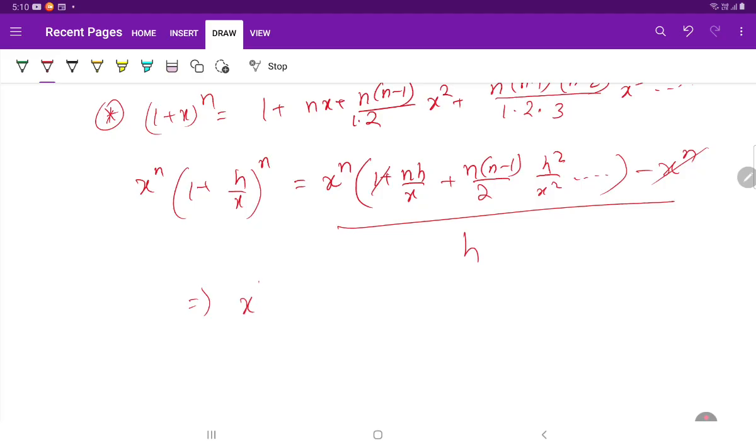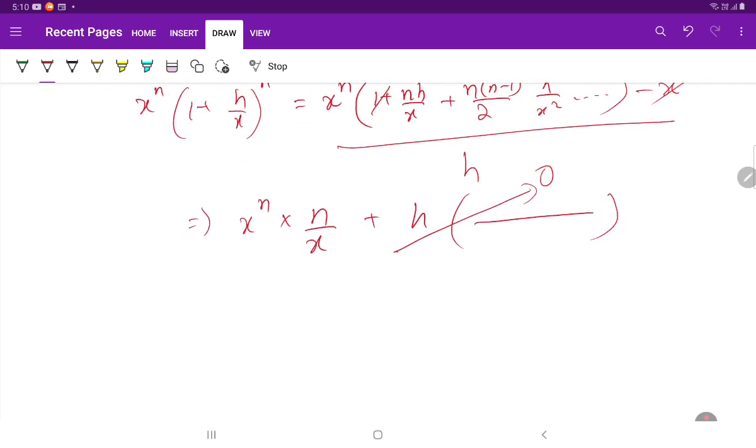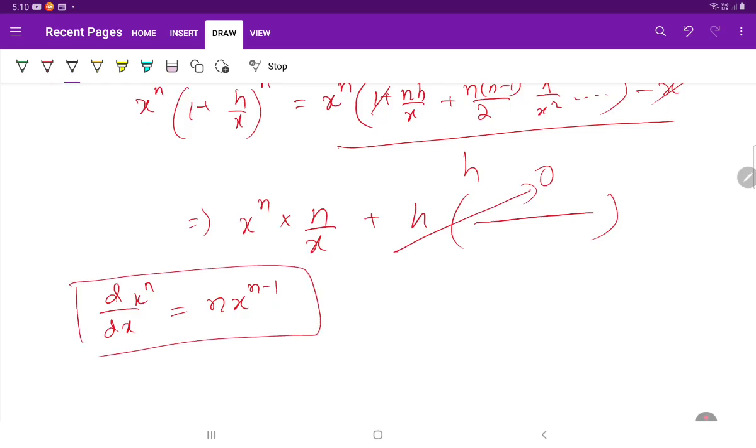Then you will get x to the power n into n/x plus some terms which contain h. Now since h is very small, I can say those to be 0. Hence I will get d/dx of x to the power n is given as n x to the power n minus 1, and that's the answer. Okay. Hope you get it.